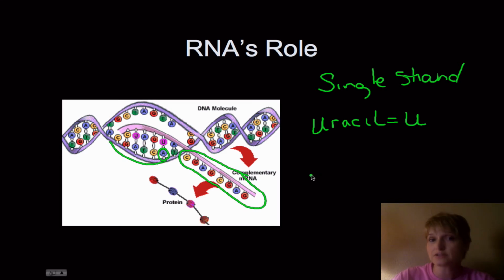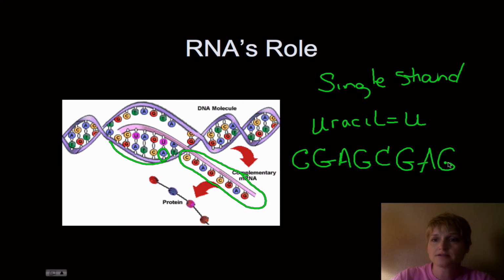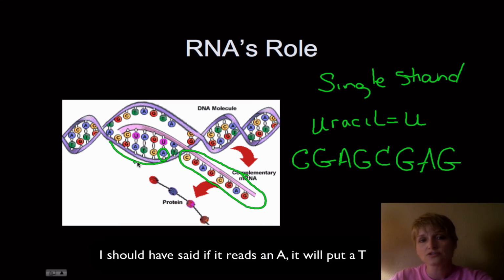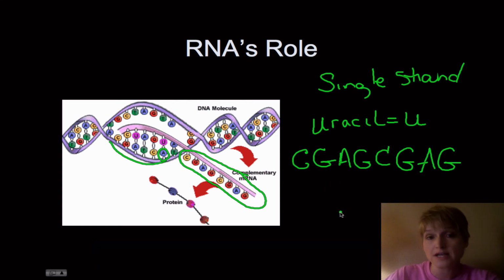It reads the DNA. So the DNA is the starting place for the instructions, but the RNA is created off of that. And so we'll get this strand, and so this one is C, G, A, G, C, G, A, G, and in this picture here it doesn't actually show a U, but if it reads a T on the DNA strand, it's going to put a U in the RNA. And so that's a really good indication if you have RNA or DNA when you're looking at the code. If the code has a U in it, then it's RNA.